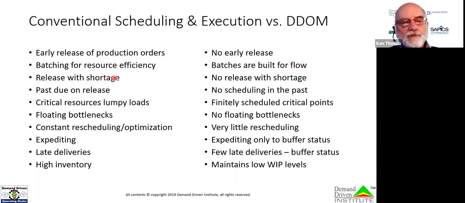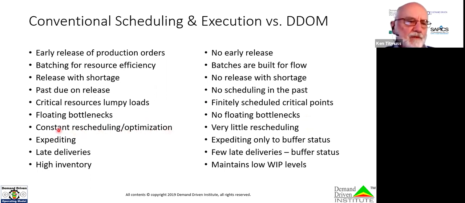Release with shortages, traditionally, we think we'll catch up. The stuff will be coming in at some stage. We don't release with shortages in DDMRP or on the demand-driven operating model. Quite often in MRP, we have past due on release. We release things that are already past due. In the demand-driven operating model, no scheduling in the past at all. Critical resources have got fairly lumpy load, whereas finitely scheduled critical points we have in the demand-driven operating model. Quite often we have floating bottlenecks traditionally, but we try not to have floating bottlenecks in a demand-driven operating model. We set up those control points or buffers or drums.